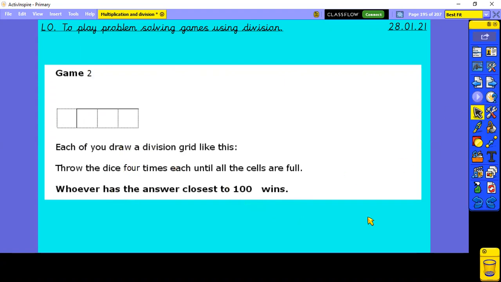Okay, so now moving on to game 2, you need to roll your dice 4 times to get 4 numbers in these squares and try and get close to 100. Okay, game 3, well done if you made it this far. So you need to roll your dice 5 times and try and get close to 1000. So good luck.